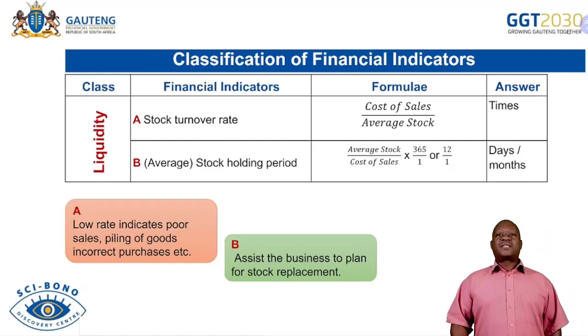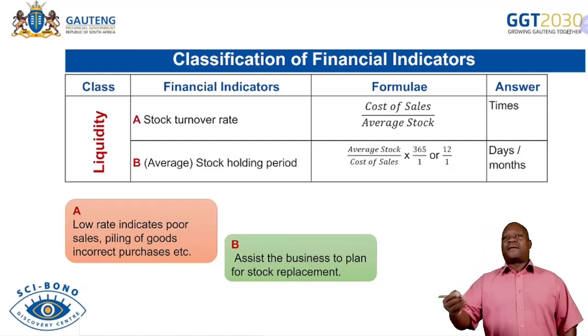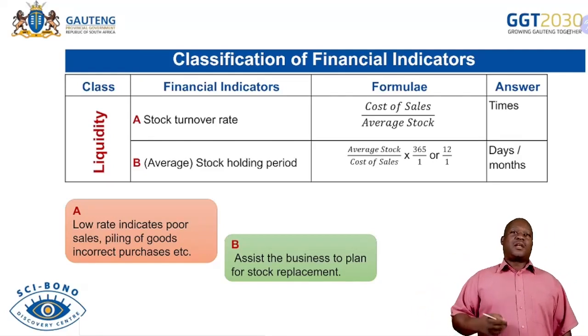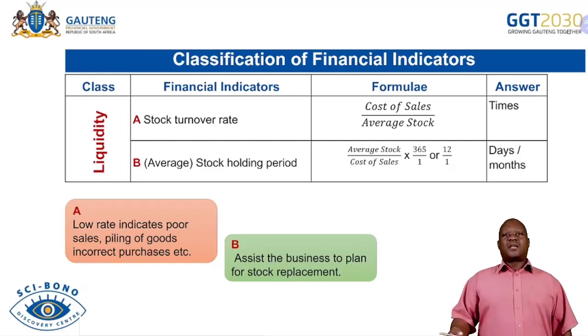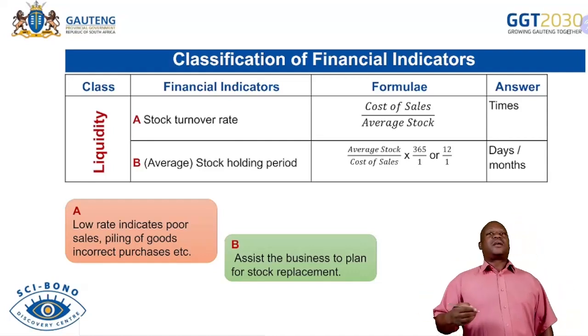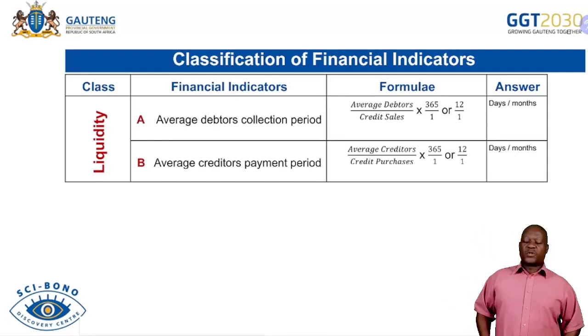But if the answer is supposed to be in months, we multiply by 12. Check. The answer for rate of stock turnover should be in times. So if you get 10, it means 10 times. It's in times. But when it comes to the stock holding period, it can be in days or in months. So you can say 60 days, or you can have 2 months. So we need to indicate the units in which we are going to be calculating these indicators.